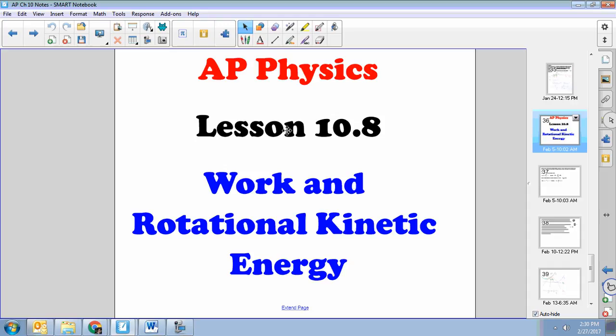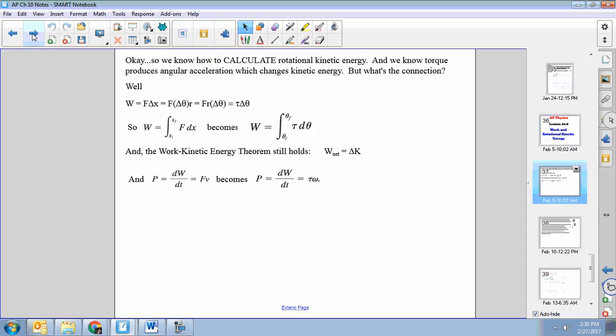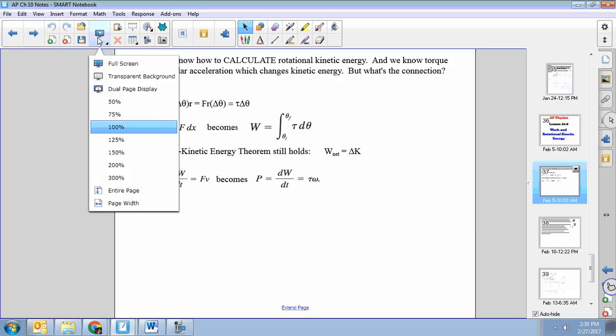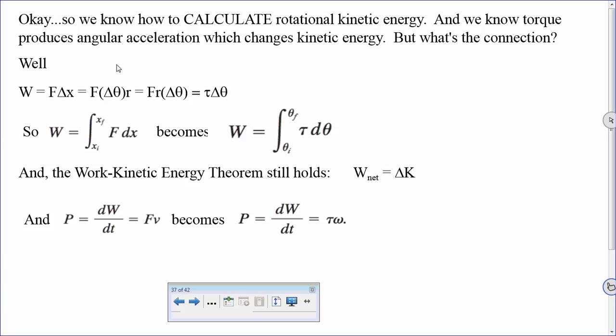All right, so I think what I just said verbally is a lot of what this slide here says. We learned a week ago how to calculate rotational kinetic energy, and we talked about the fact that torque produces angular acceleration to change rotational kinetic energy, right? But what's the connection? This is exactly what I just walked you through, so I probably should have put this up instead.